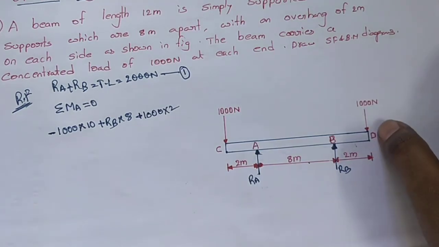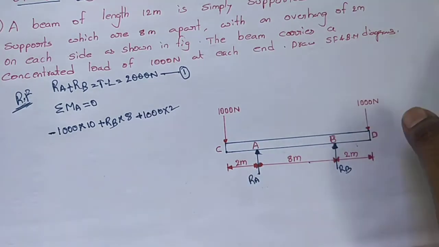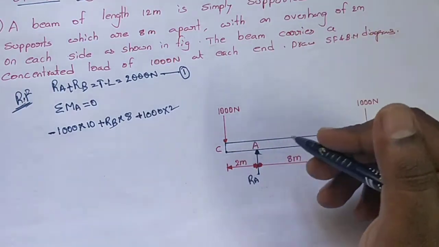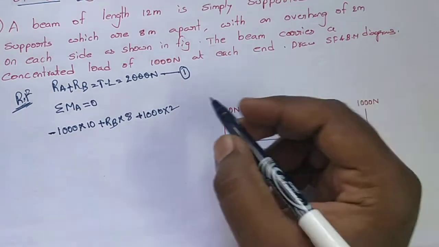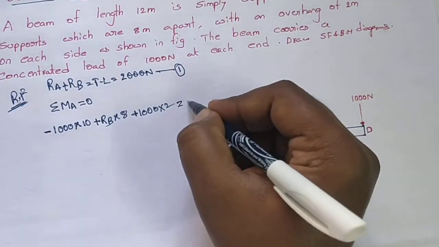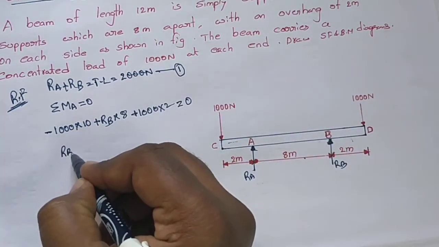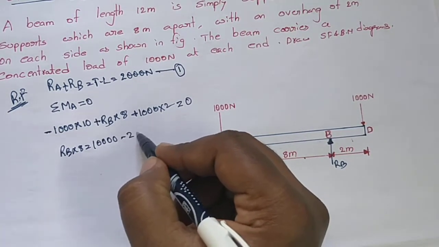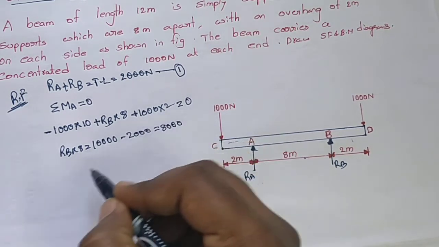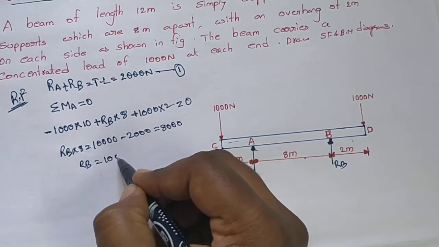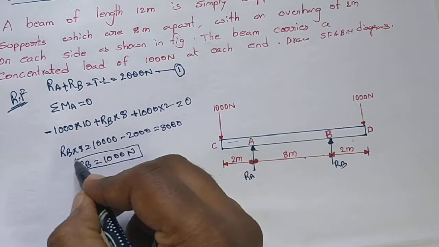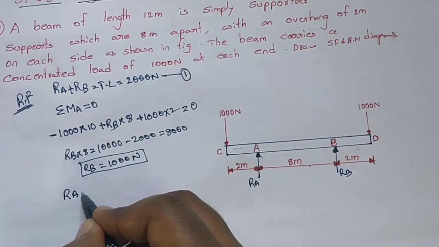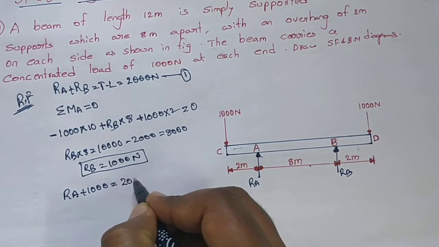Generally anti-clockwise we take as positive, for the left side it will be reversed, so anti-clockwise on the left side is positive into 2. The distance from this load to this support is 2, and equating to 0. So RB into 8 is equal to 10,000 minus 2,000, that equals 8,000, so RB is equal to 1000 newtons. It is the value of RA. Substitute the RB value in equation 1, we get RA plus 1000 is equal to 2000.